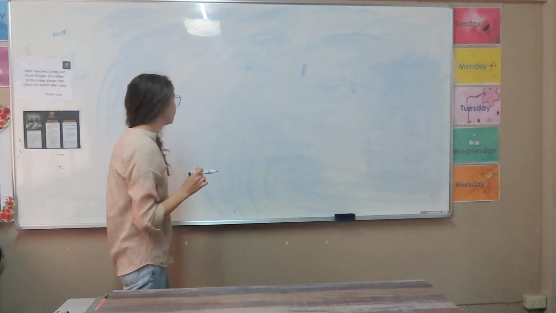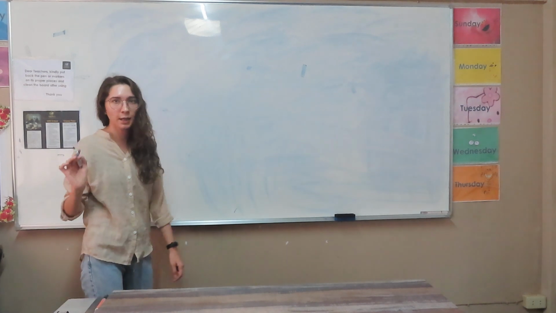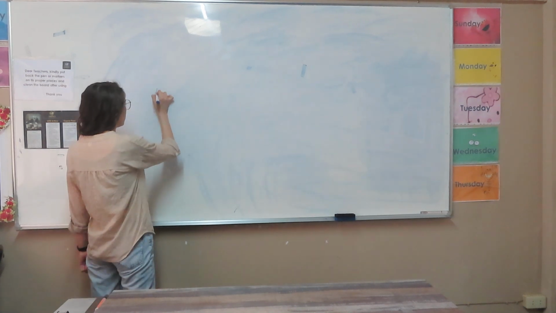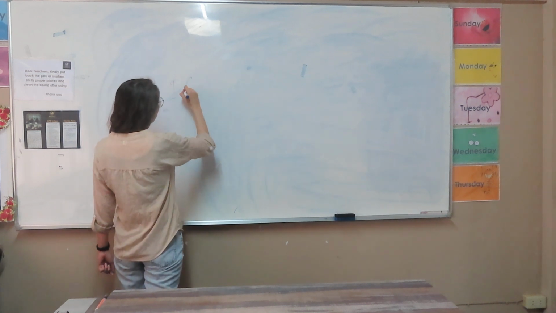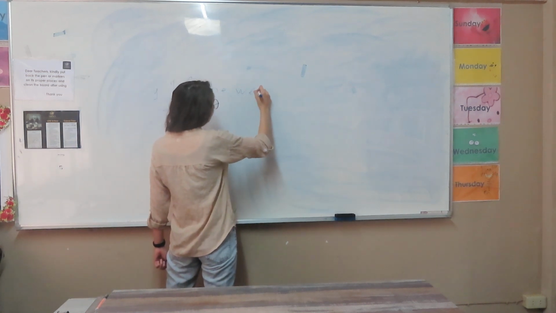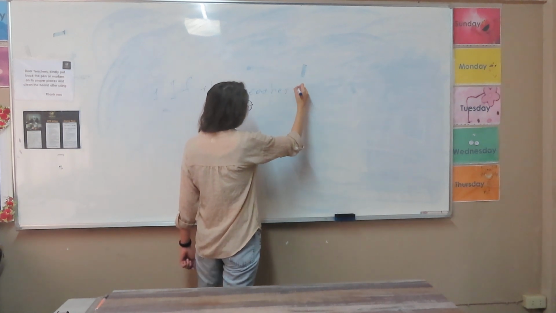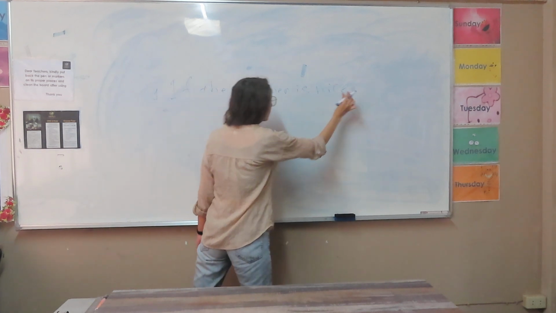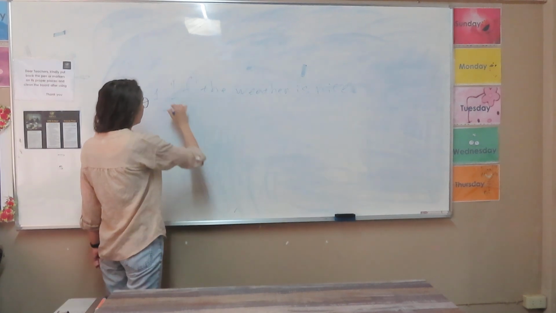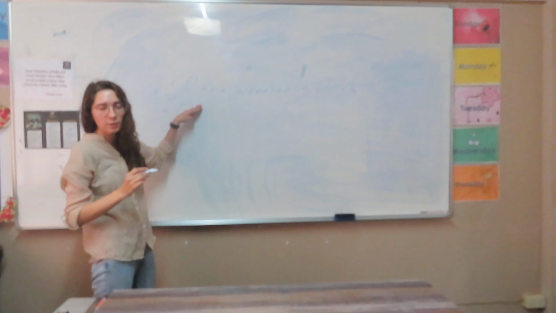Right, so for example, let's talk about the first type of conditional sentences, right? So I'll have my condition. Let's talk about the condition. If the weather is nice. Okay, so this is our condition. If the weather is nice. Now pay attention to the word if. And this is where your condition starts.